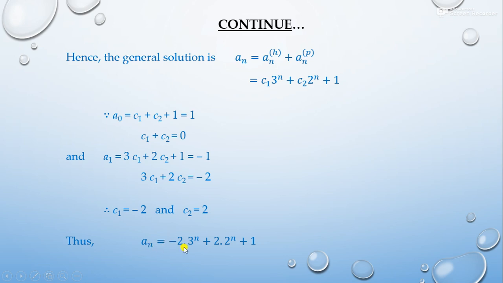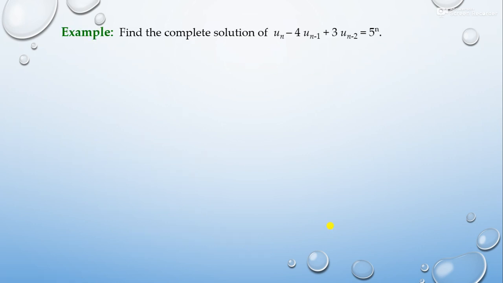Now put these values and find out the complete solution. That is a_n is equal to minus 2 times 3 raised to the power n plus 2 times 2 raised to the power n plus 1. So this is our complete solution of the given recurrence relation. Clear? Okay, so let's take another example of this.